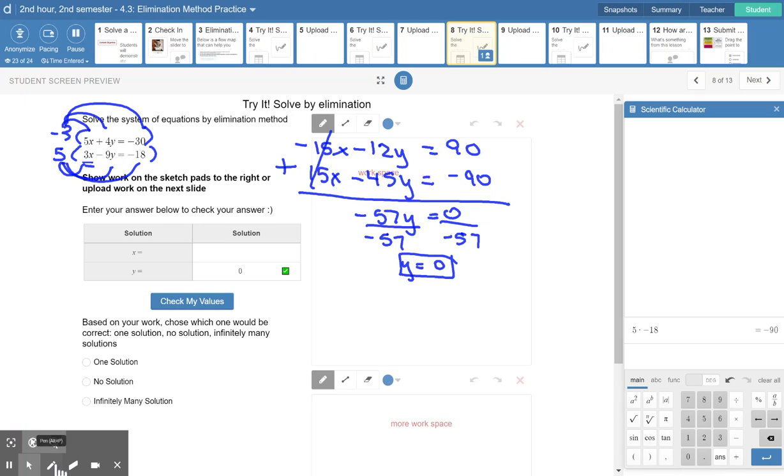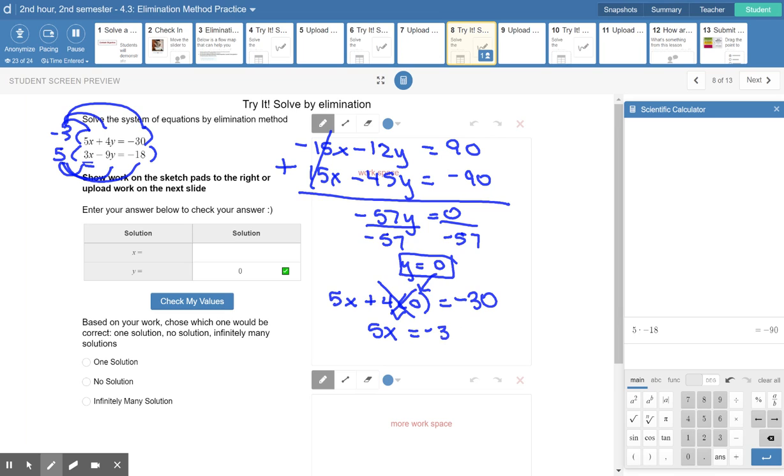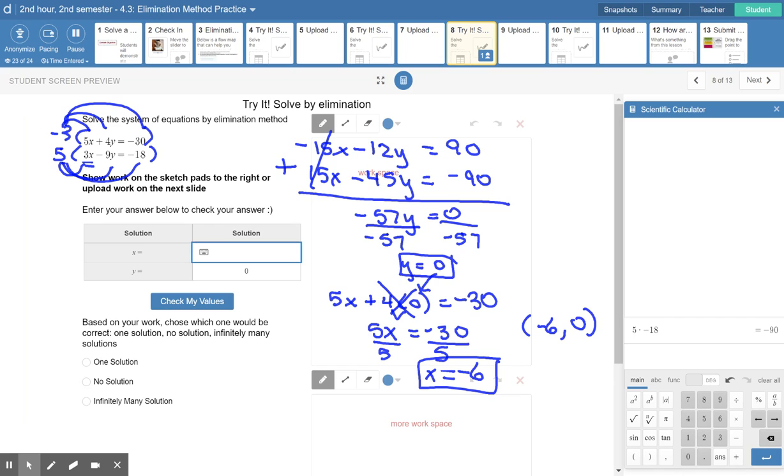So now we get to plug that in. And then 4 times anything is 0, so it goes away. Now we're left with a one step. One step in this case, get to divide by 5, x equals negative 6. So negative 6, comma, 0. Let's confirm. And then one solution, because we got an ordered pair.